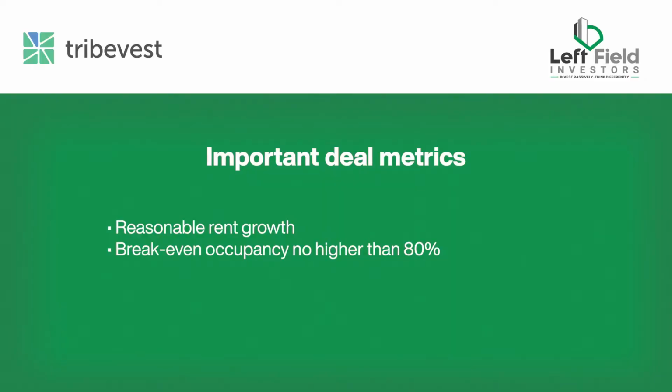What are some other more important metrics? Another one I like is break-even occupancy. Break-even occupancy is the amount of vacancy you can have and have the property still break even. That just shows you how much buffer you have. I like to see no higher than 80% break even, because if something goes wrong and occupancy drops to 90 or 85%, I know that we're still making money and we would break even at the 80% mark. So the lower that number, the better.